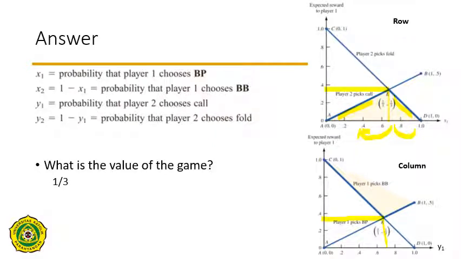Similarly, if player 2 plays with smaller y1, then it is a loss for player 2 because player 1 may now get a higher reward than 1/3. Similarly, if player 2 decides to play higher y1, then player 1 may get a higher reward as well. So again, the situation becomes worse for the column player, or player 2. So the value of this game is 1/3.